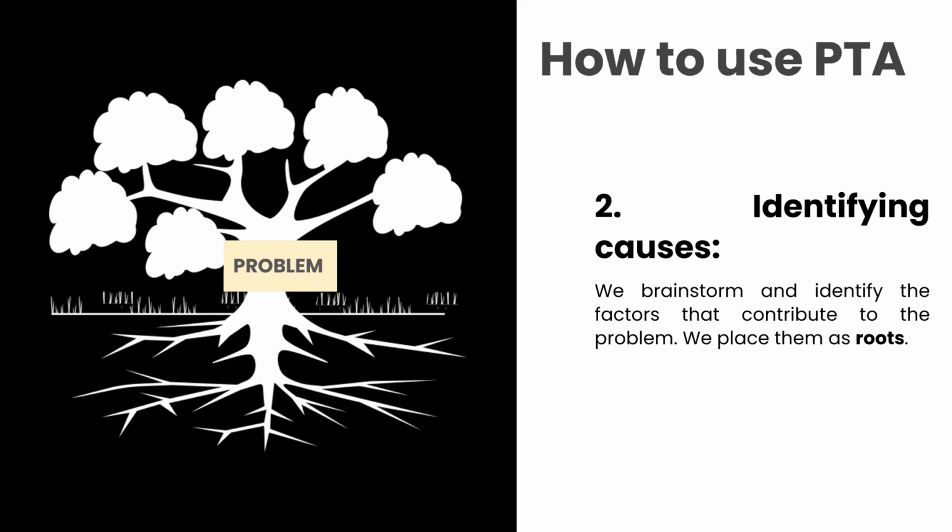Second thing is to identify causes. We have to brainstorm and identify the factors that contribute to the problem. We place them as roots. There can be, of course, several causes leading to the problem, so we should name as many as possible.